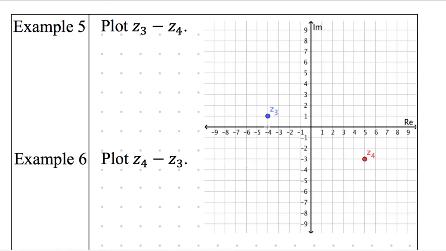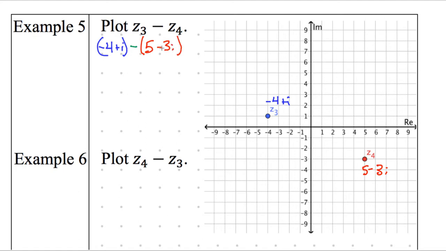Really quickly, Z3 is negative 4 plus i. Z4, this red one, is 5 minus 3i. So when I subtract these, I'm going to get first Z3, so negative 4 plus i. You should be writing out all of your work just to make sure you're not making a mistake. And then I'm going to do this one in green, so this one is going to be minus the 5 minus 3i.